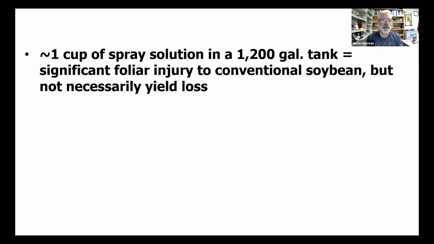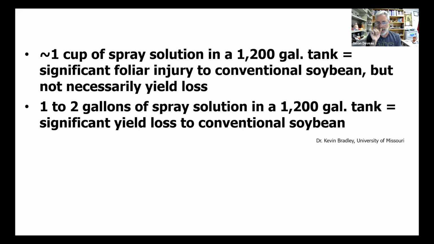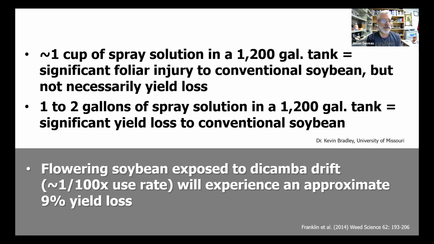Grapes too. Imagine taking 1 cup, like a measuring cup, of field strength dicamba out of a 1,200-gallon tank. If you were to somehow manage to spread that, like put it in another sprayer and spray it out, you would definitely upset conventional soybean. Wouldn't necessarily cause yield loss, but there'd be visual damage. If somehow you managed to carry 2 gallons of dicamba at field strength into another field, you would get significant yield loss. And it's even worse if the crop is at a particularly susceptible stage. For example, we know flowering soybean is very unforgiving when it comes to a whiff of dicamba.